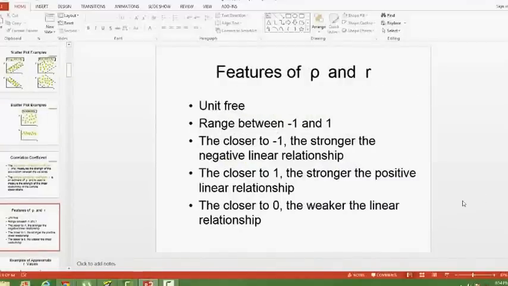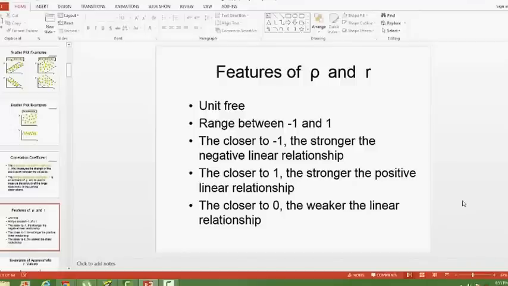So what are the common features of rho and R? Not to be confused with each other. It actually depends on whether we have taken sample data or population data. Okay, so in most cases we actually use sample data, so most of the time it will be denoted as R. The correlation coefficient is actually unit free. There is no unit.